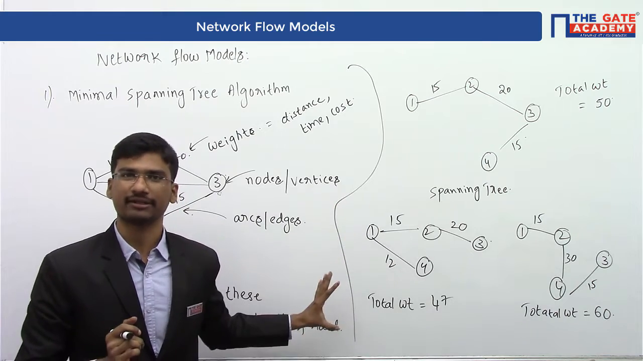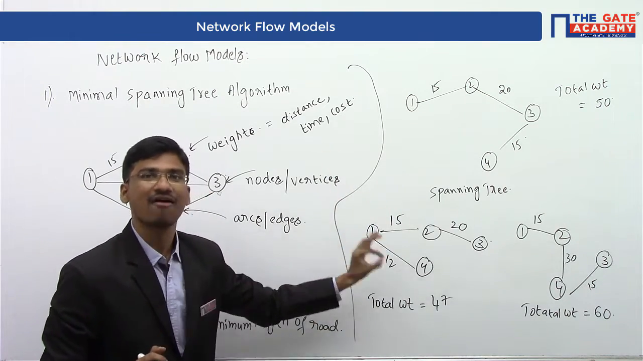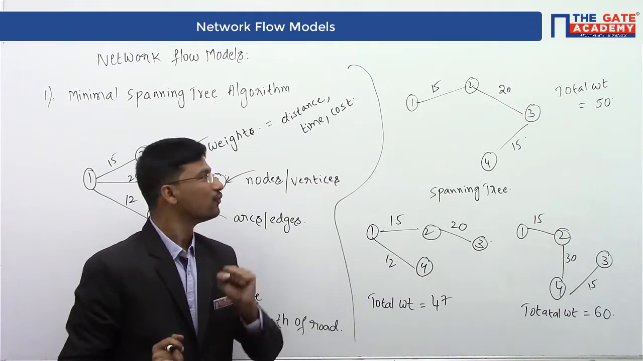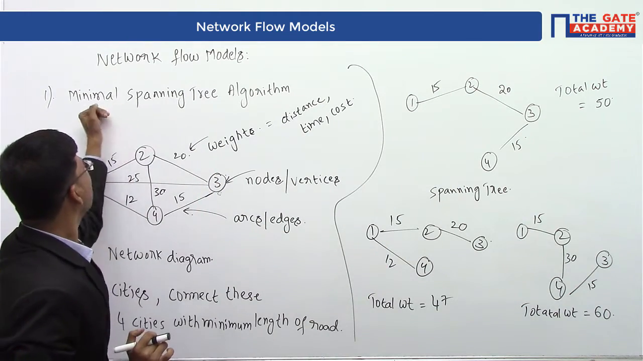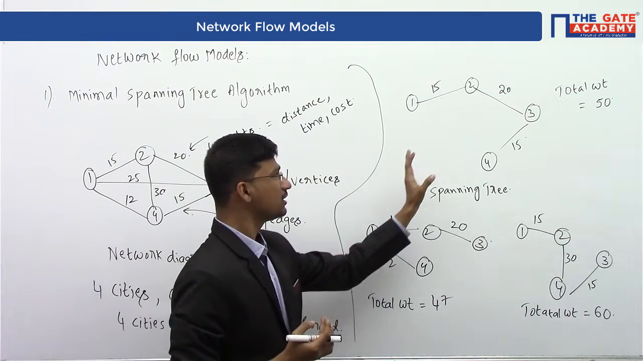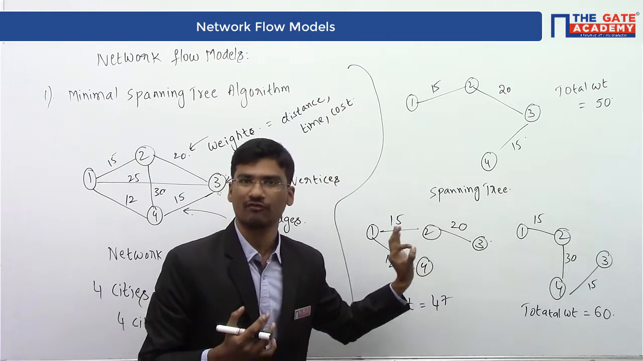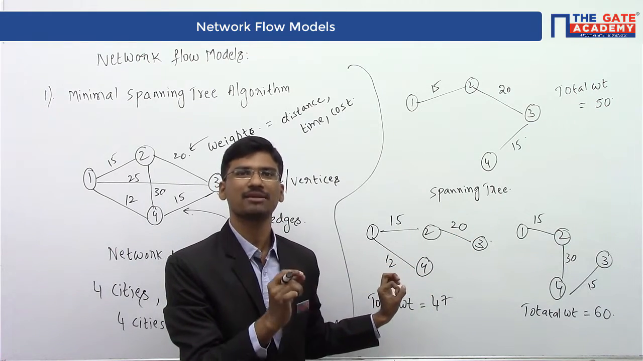all the spanning trees. Okay, now whichever spanning tree among these has the minimum total weight, we call that spanning tree a minimal spanning tree. Okay, as simple as it is. So many spanning trees will be there. So whichever spanning tree has the minimum total weight, we call that spanning tree a minimal spanning tree.